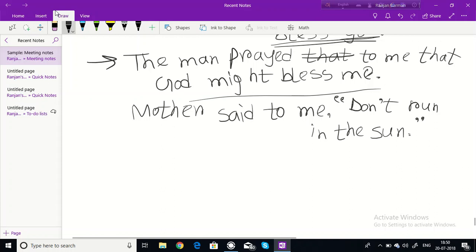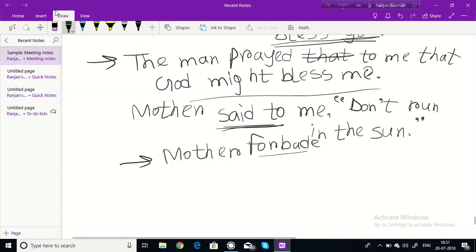In this sentence my mother is telling me that I should not run in the sun, and the answer is, if we know the rules, then we should write forbade, which means he refused me to run in the sun, and by forbade we cannot write any not, because this means like not.